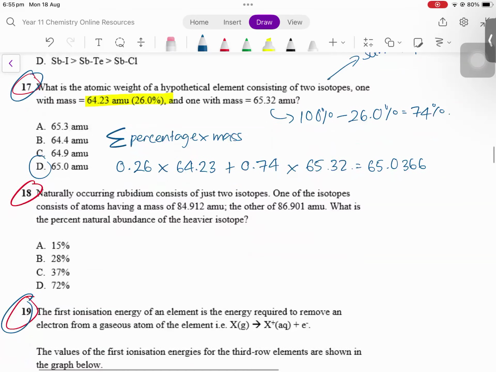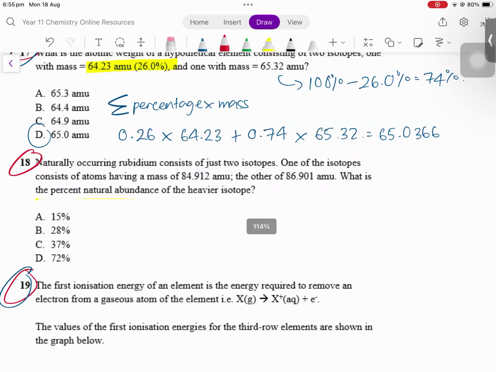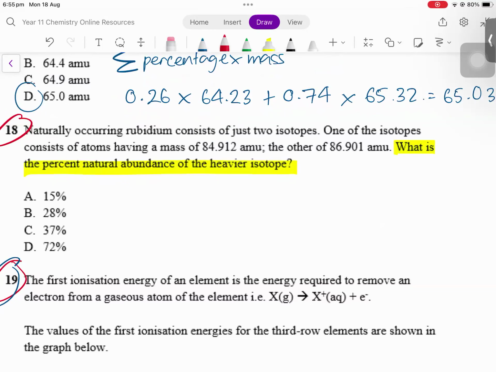Okay. You can get questions where they ask you to rearrange it the other way around. Question 18, naturally occurring rubidium consists of just two isotopes. One of the isotopes consists of atoms with a certain mass, the other a different mass. And then this time they ask you for the percent natural abundance of the heavier isotope. So they're not asking you to solve for the mass now of the entire element, they're asking you to solve for the percentages, which means we're going to be rearranging the equation, okay? Again, guys, there are only two percentages here.